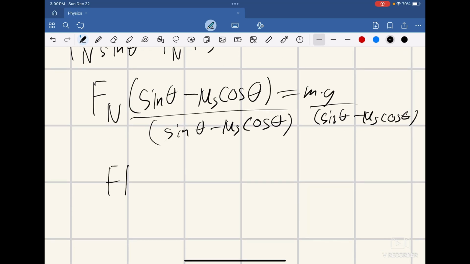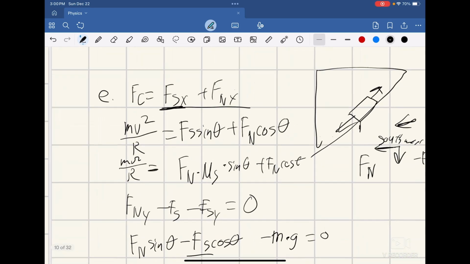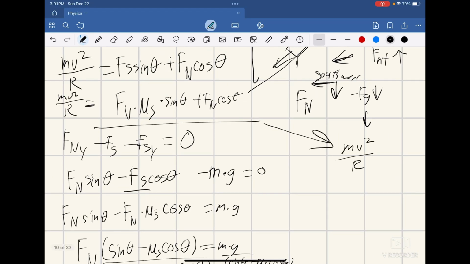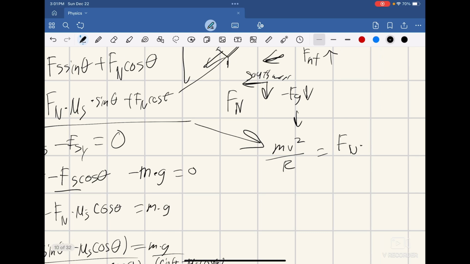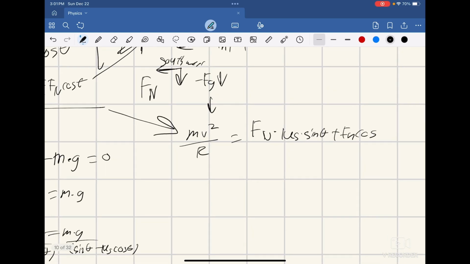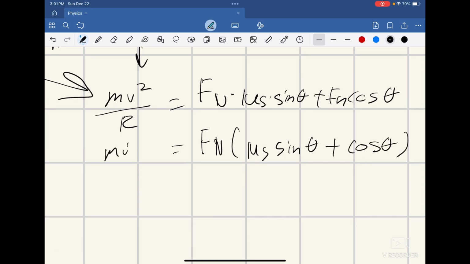So what we're left with is Fn is equal to mass times gravity over sine theta minus mu s cosine theta. So all we have to do is just plug it into this formula, and I'll put that here. mv squared over r is equal to Fn times mu s times sine theta plus Fn cosine theta. And I'm going to group these up together to make it a little bit easier for us, as mu s sine theta plus cosine theta, right? It's just this, equal to mv squared over r.